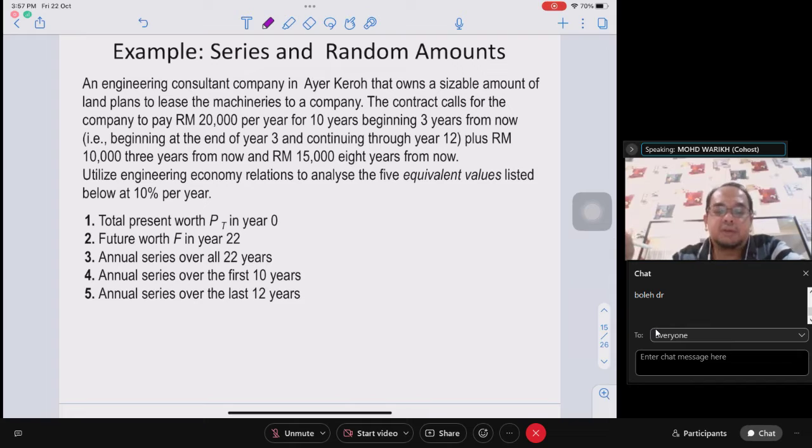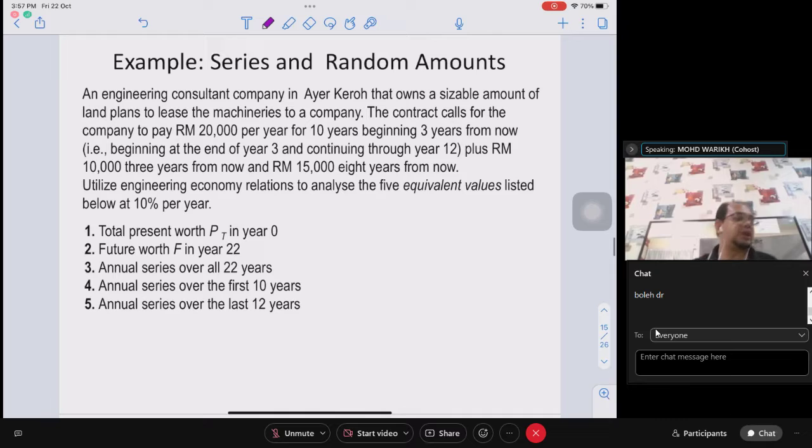And a generic consultant company in Icaro, they own a sizable amount of land plan to lease the machines to a company. The contract called for the company to pay 20,000 ringgit per year for 10 years, beginning 3 years from now, beginning at the end of year 3 and continuing through year 12, plus RM 10,000 ringgit 3 years from now and 15,000 ringgit 8 years from now. Utilize economy relation to analyze the 5 equivalent values listed below at 10% per year.